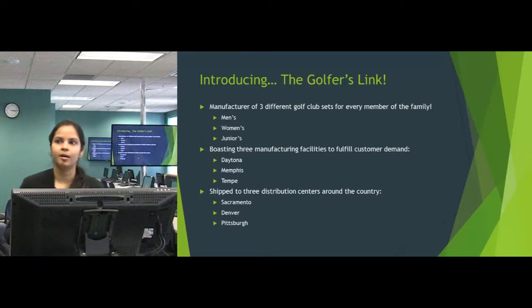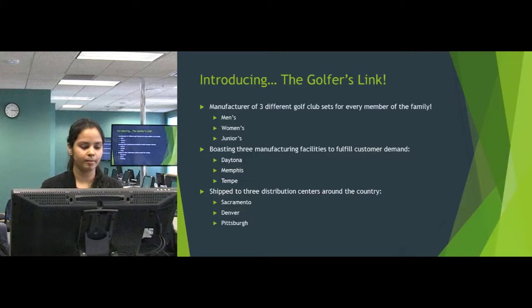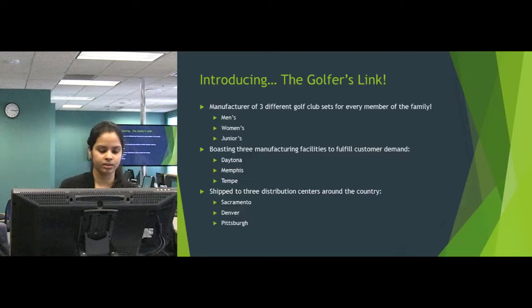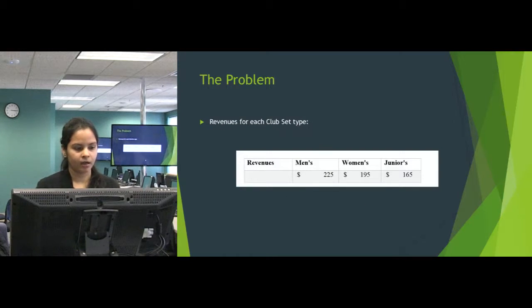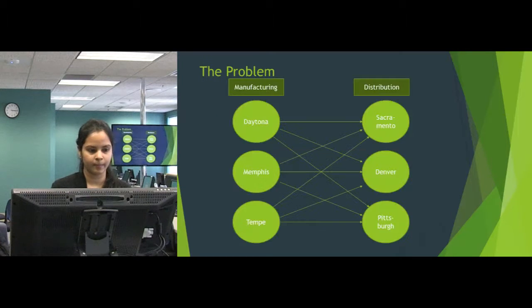So the golfer's link is a company which manufactures different types of golf clubs for every member of the family, for men, women, and juniors. And there are three manufacturing facilities located in Daytona, Memphis, and Tempe, which supply to the distribution centers located in Sacramento, Denver, and Pittsburgh. So our main problem is to maximize the profit considering the shipping costs and the production plan. So these are the revenues generated for each type of golf clubs for men, women, and juniors, which are $225, $195, and $165 respectively.